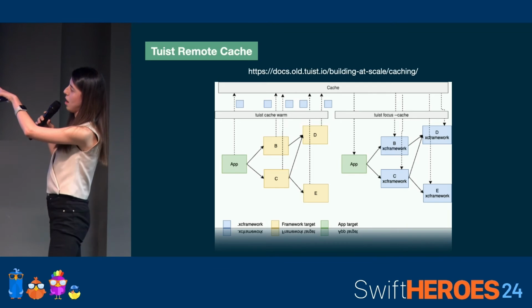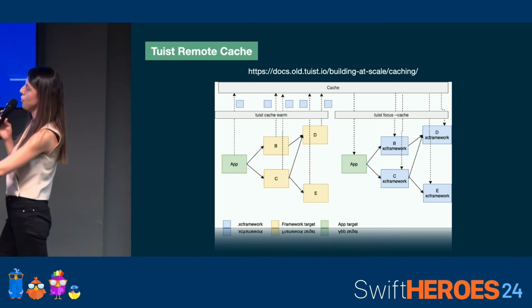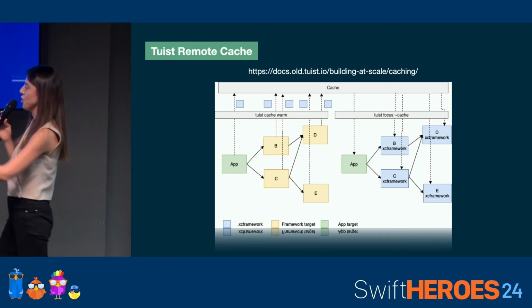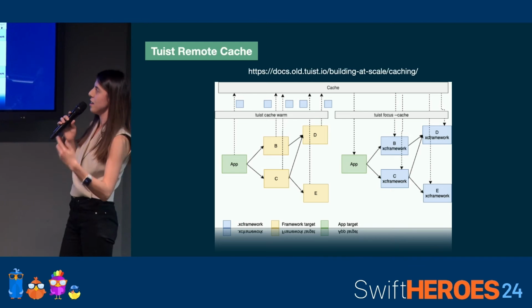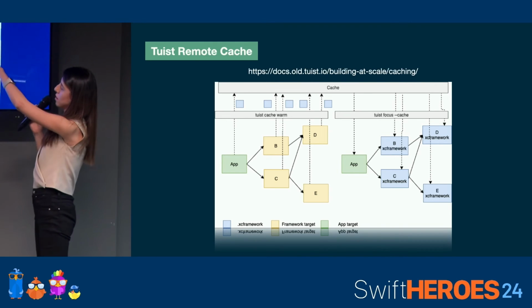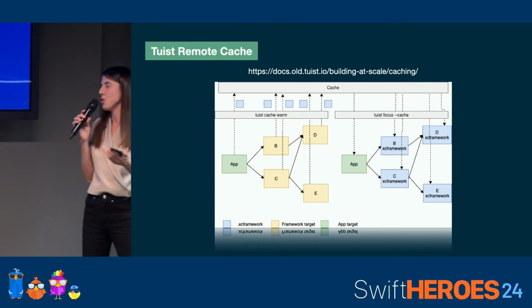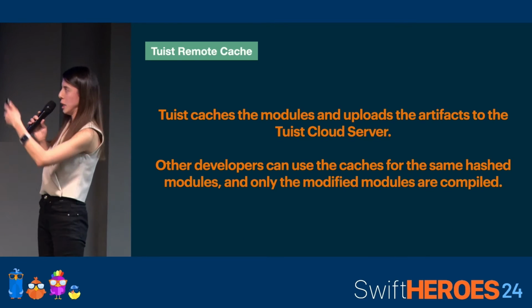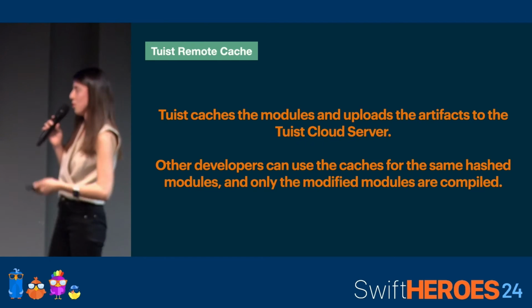In this diagram, which I took from the Tuist documentation, as you can see, if we want to upload any module with caching, we just write this command line tool. After that, any developer who wants to download it locally just writes the Tuist focus cache command, and then they will get the cached module. Other developers can use the cached modules with the same hash.